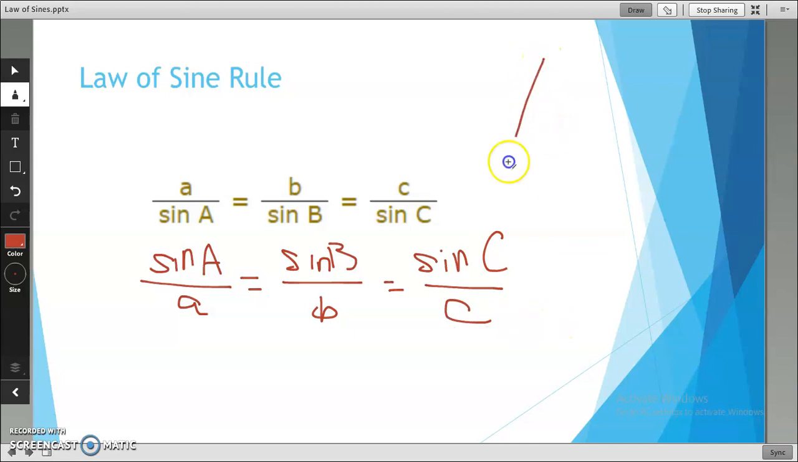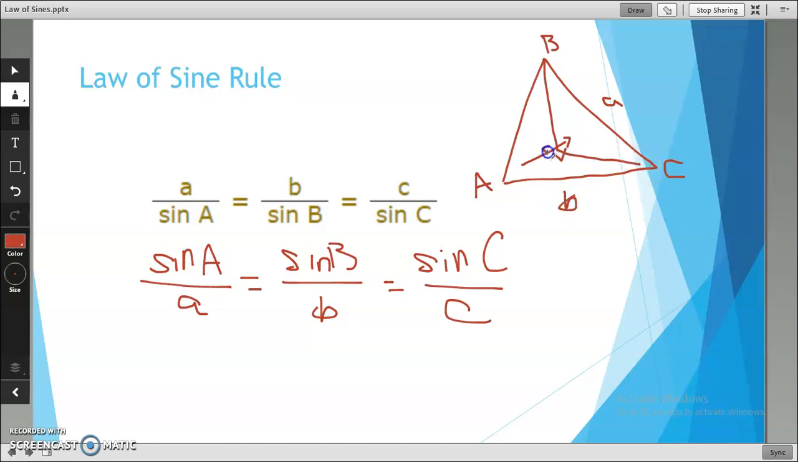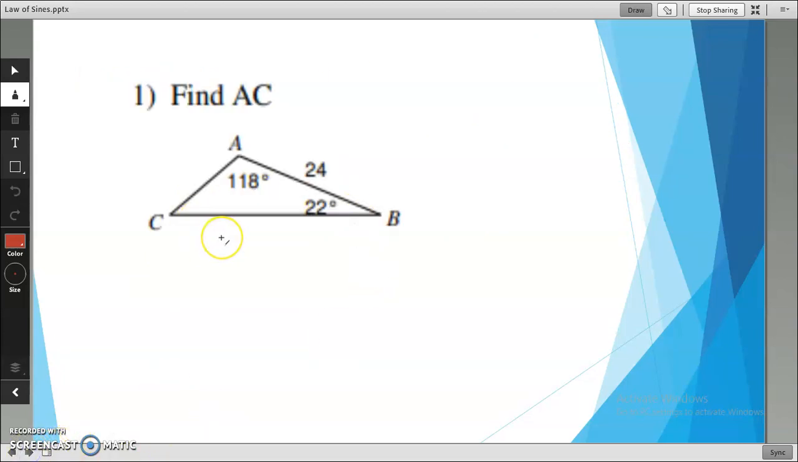Small review. I know you already know this, but just in case you did not remember. So let's say this is my angle A, angle B, and angle C. Well, the sides are the things that are right across from those angles. So for example, this is angle A, so over here would be my side a. This is angle B, so down here is my side b. And this is angle C, so over here is my side c. All right, so let's do some examples now.